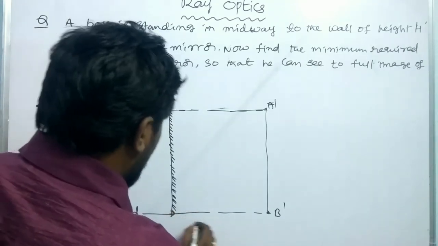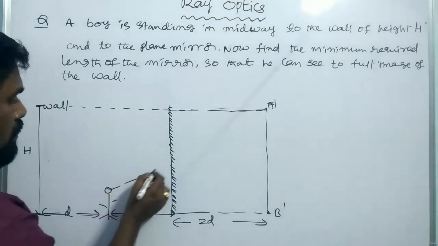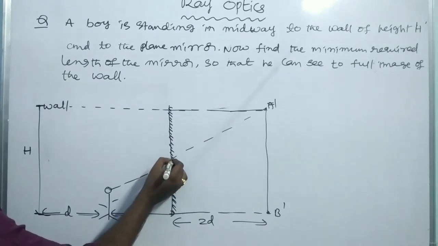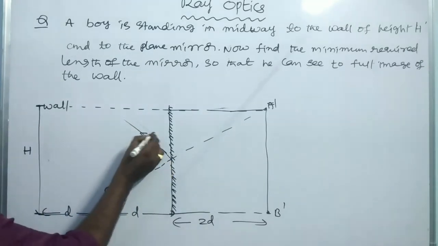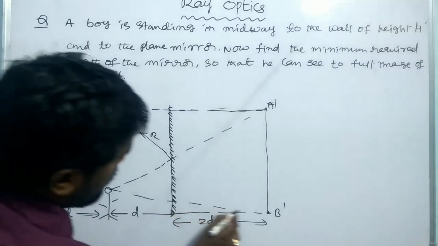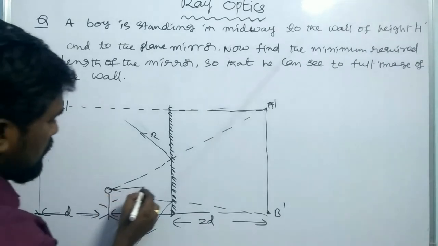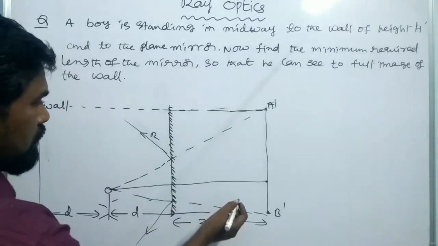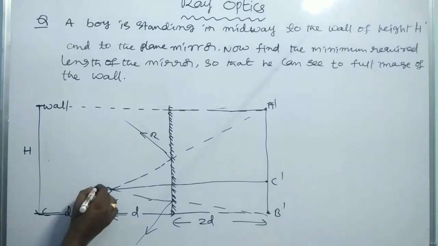This is the distance here, 2D. The man can observe the image. This is the incident ray, and this is the reflected ray. This is the image he can observe. This is the distance between the wall and the man, where it is d plus d, 2d, 3d. So this is A dash, B dash, C dash. Here let it be AC.